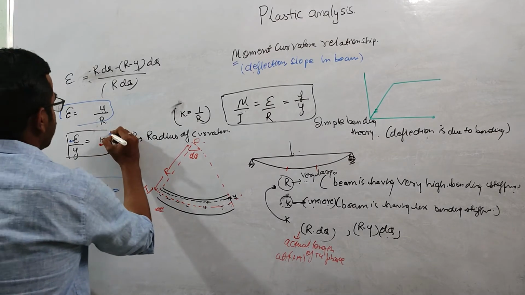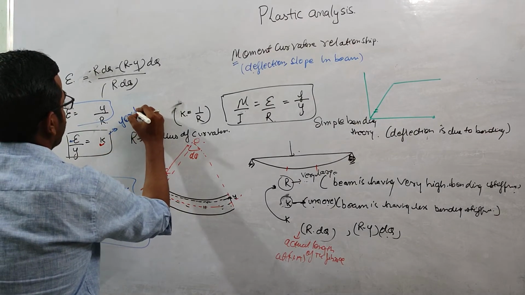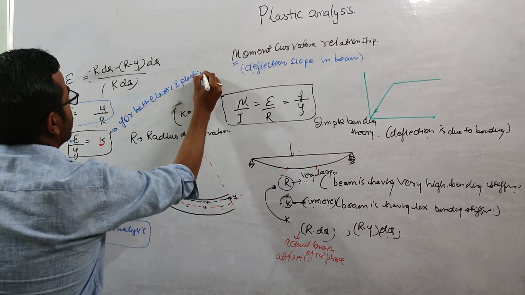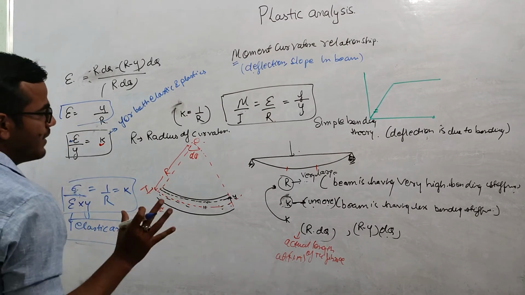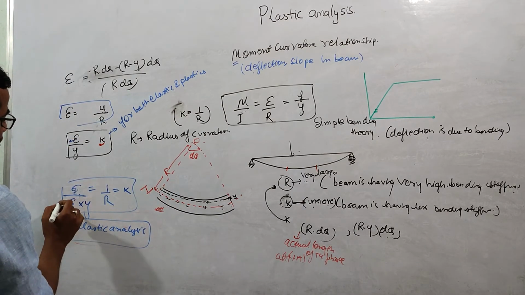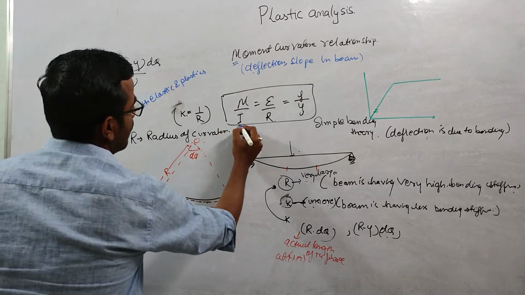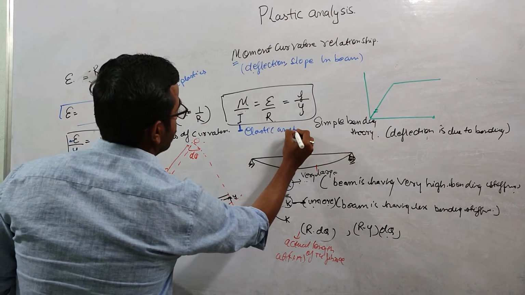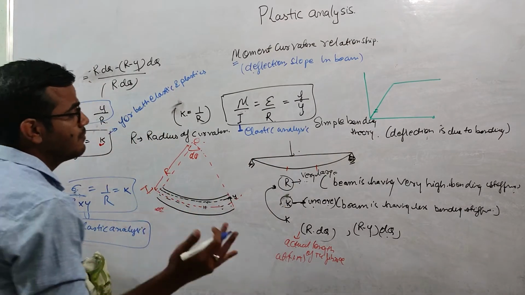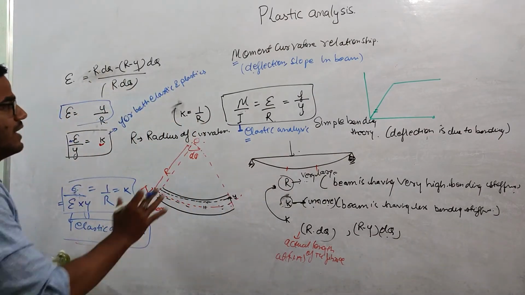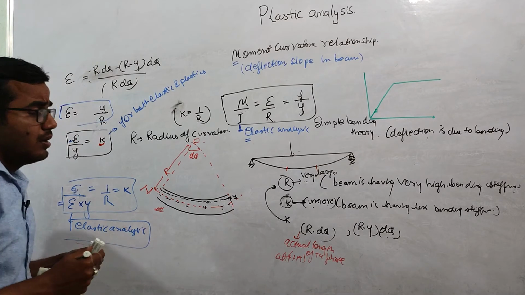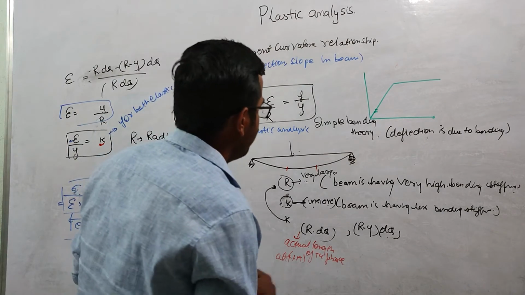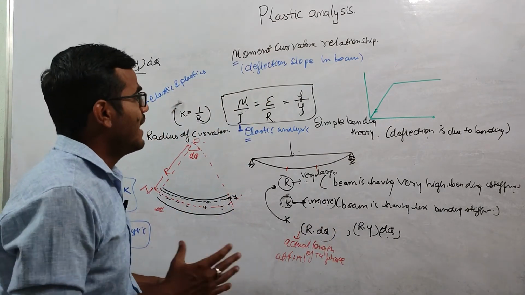This relation is valid for both elastic and plastic state, because we are just using the geometrical property over here. And if you want to use this relation, this relation is valid only for elastic analysis. Always remember that thing. The beam is bending and it is in the elastic state, for that we can use this relation. This is easy. Now what happens when the beam is in the elastic plastic state? At that time the problem occurs.